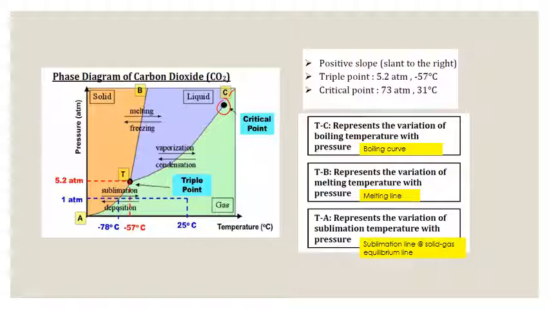Therefore, kalau kita tengok dekat sini, TC line. Mana TC line? So, this TC line represent the variation of boiling temperature with pressure. Okay, so itu kita punya boiling curve. And then the TB line, itu adalah melting line, represent the variation of melting temperature with pressure. And then the TA line ataupun TA curve represent the variation of sublimation temperature with pressure. Kita panggil sebagai sublimation line ataupun solid gas equilibrium line. Okay, so basically this is the phase diagram for CO2.